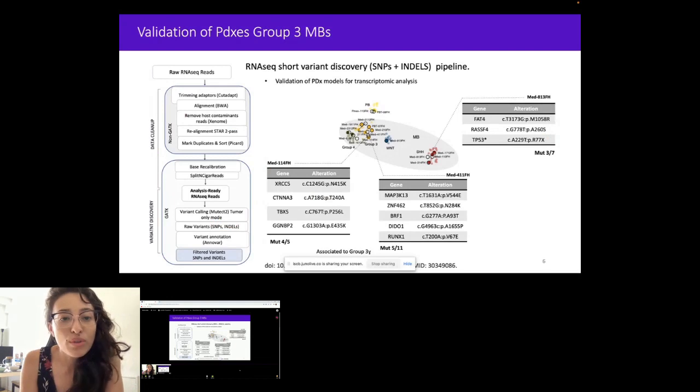And just to validate our models, with the accuracy of these PDXs, we do variant calling from RNA-seq data. So that's the pipeline to do.